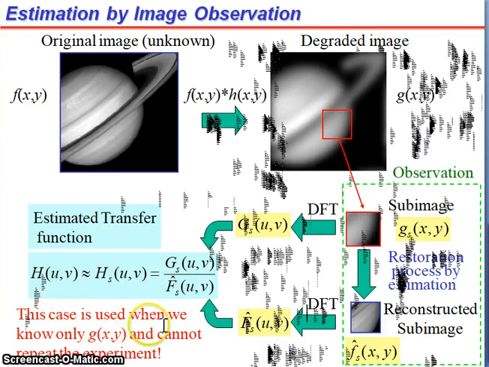This case is used when we know only g of x comma y and cannot repeat the experiment. So this is one method, estimation by image observation. That means I am observing this image and, based on the user's intention, I improve the image using a certain technique. In this way, we can estimate h of u comma v.